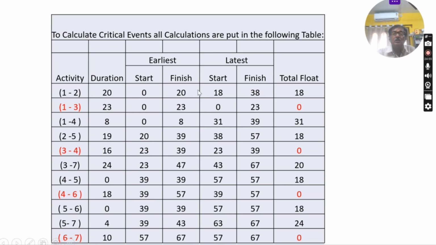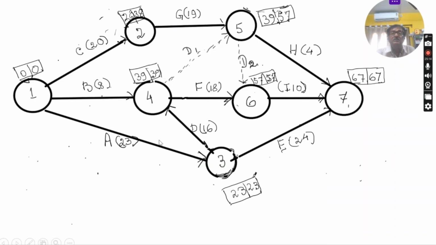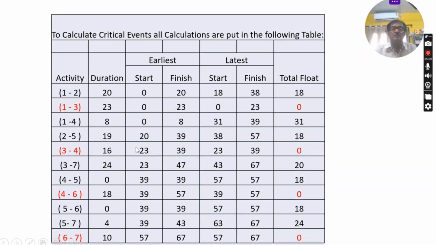You can check 1, 2 is 0 starting, 1, 3 is equal to 0, 1, 4 is equal to 0. I am showing 2, 5. You can see for 2, 5 the earliest is 20 and the latest finish is 57. You check for 2, 5. For 2, 5 the earliest is 20 and the latest finish time is 38.